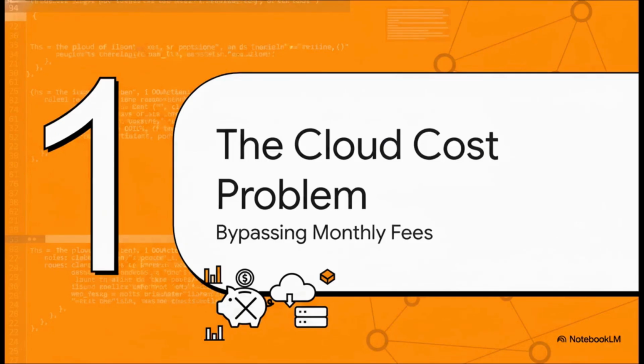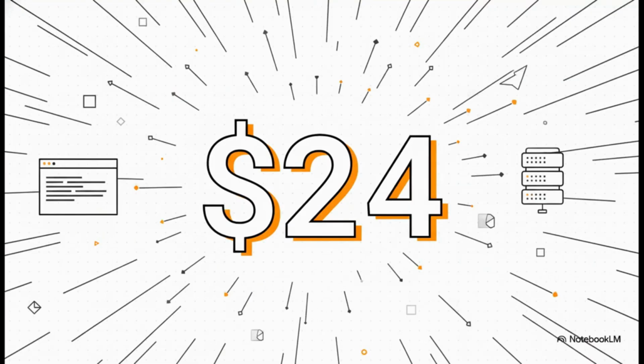All right, part 1, the cloud cost problem, bypassing the monthly fees. $24 a month. That is exactly what the starter edition currently costs if you decide to use n8n directly hosted on their website. And that really adds up quickly, especially if you're just starting out or, say, you're experimenting with building your own complex automation workflows.